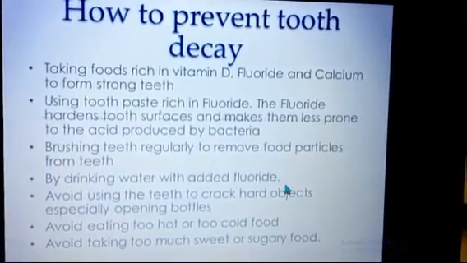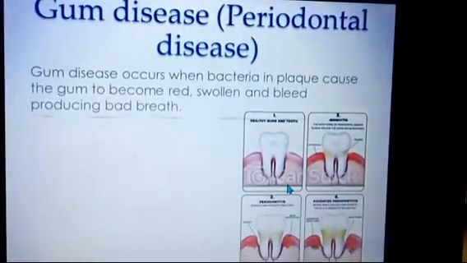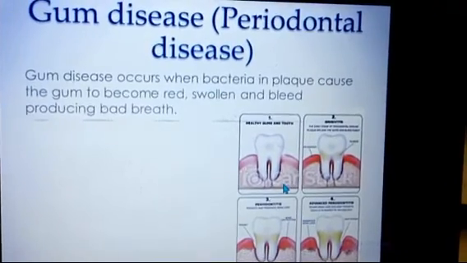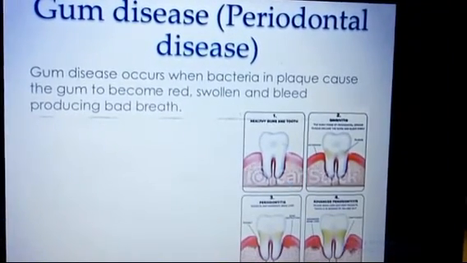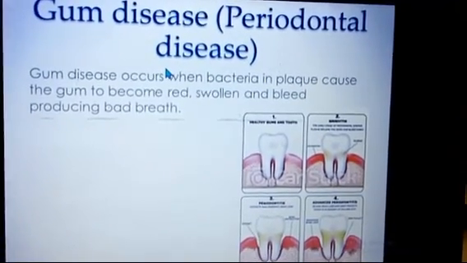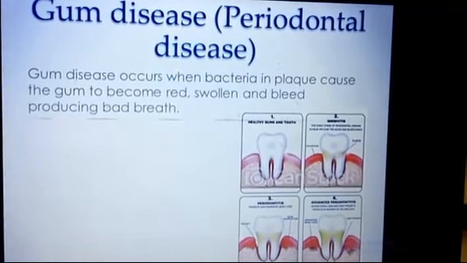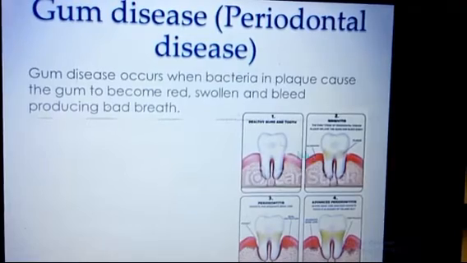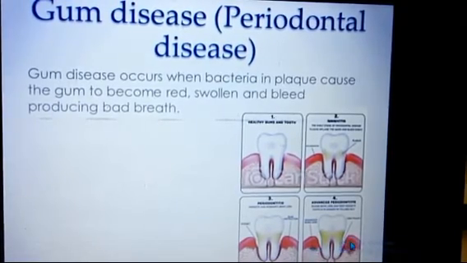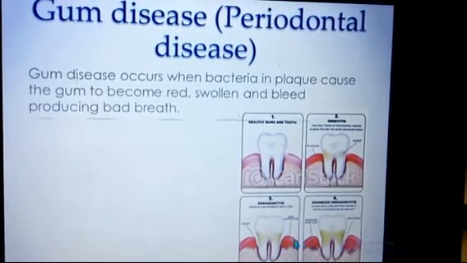So let's proceed again. So we come to the next type of disease called gum disease or periodontal disease. Now, gum disease occurs when bacterial plaque causes the gum to become red, swollen, and bleed, producing bad breath. Okay, so between the teeth, the gums are there, so you see.